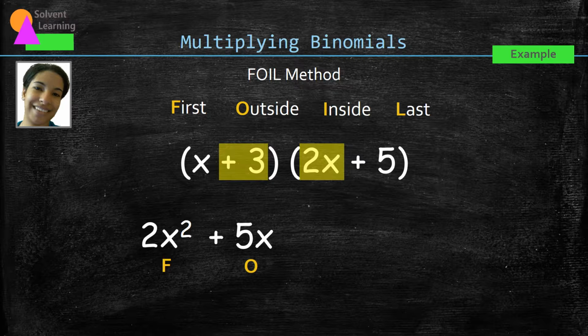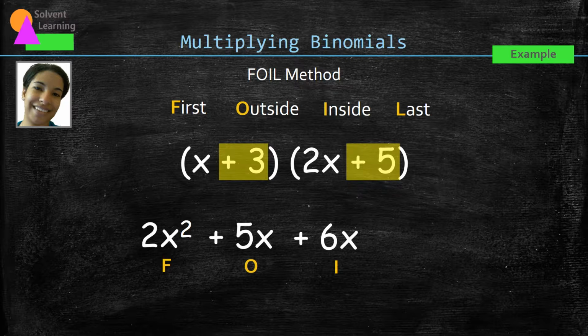Next, we'll multiply the two terms that are on the inside. We have the positive 3 and the 2x. So we multiply those together. We get a positive 6x, and that takes care of the I in FOIL.